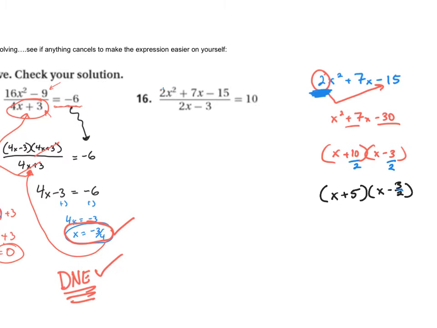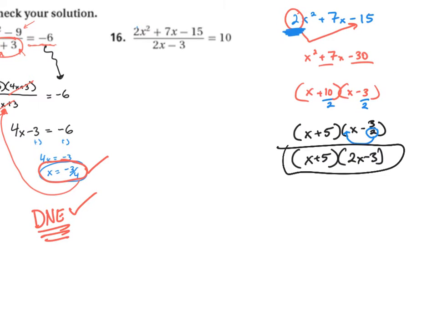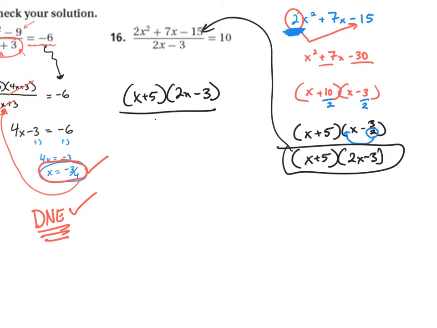So then anything that stays as a fraction, bring the bottom back in front of the x, and now we're going to have its factored form, x plus 5, and you're going to have 2x minus 3. So that's what the top looks like. So let's take that, let's put that in for the top. So here we go, x plus 5, 2x minus 3 over 2x minus 3 equals 10.